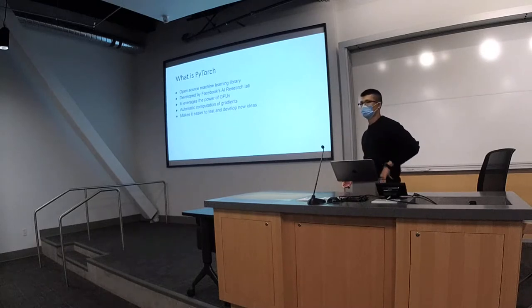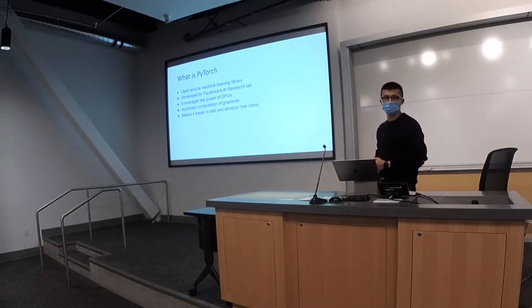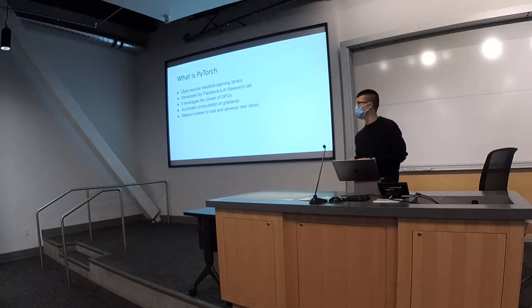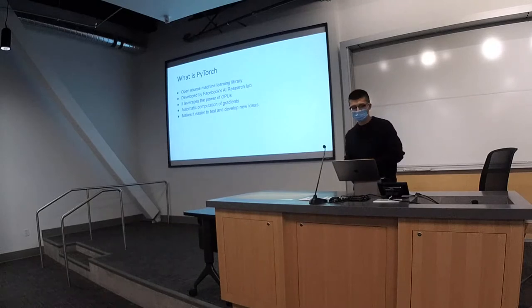So what is PyTorch? First of all, PyTorch is an open source machine learning library. Actually, it is the number one machine learning library in the machine learning field, like computer vision, NLP, and other stuff. And it is developed by Facebook AI Research Lab, which is also called FAIR. I think it's called Meta. Maybe it's called Meta AI Research Lab or something. And the most well-known functionality of PyTorch is that it can use GPUs to accelerate your machine learning algorithms. So nowadays, the machine learning model gets bigger and bigger.